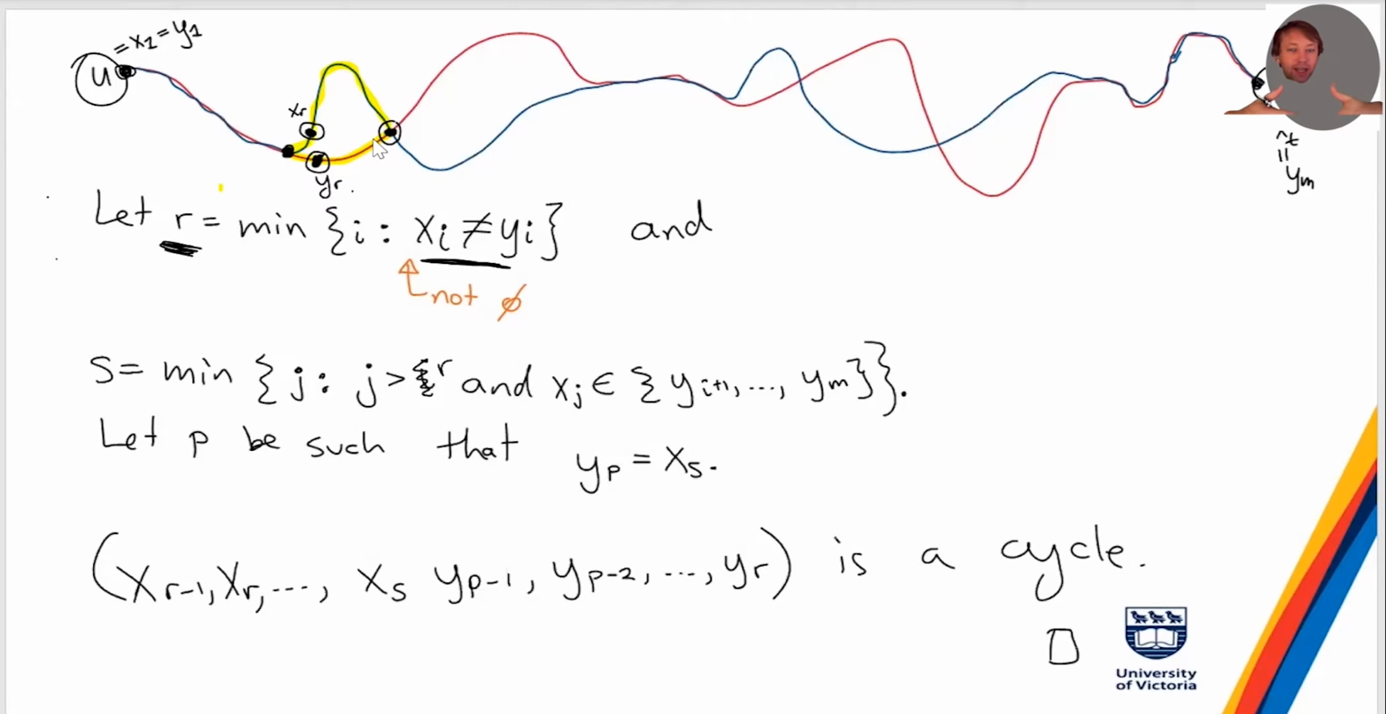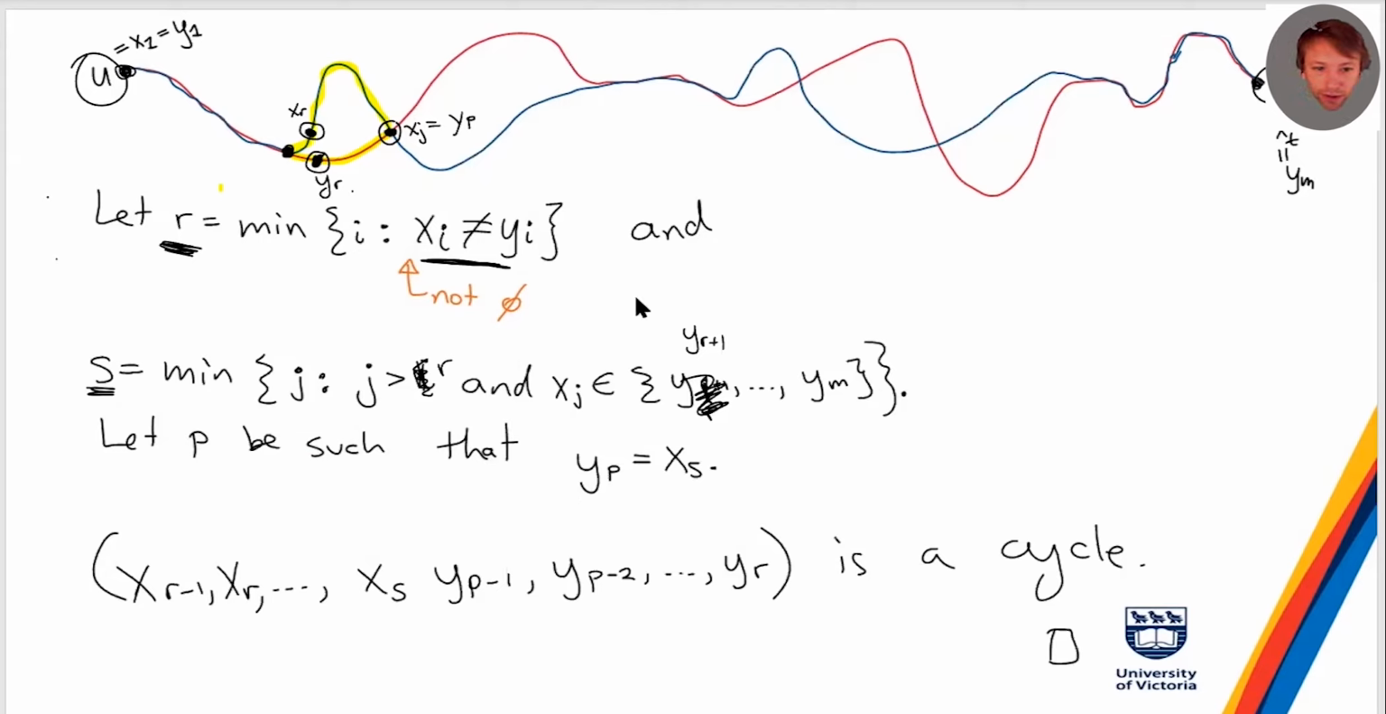Yeah, now we want to look at where they come together after that point. So this should also be an r, sorry. So this should say y_{r+1}. But basically, I want to look after the rth step, and I want to look at the first point where there's some x_j, so let's say that's x_j, which is on the y path. So let's say that x_j is equal to y_p for some p. So basically here we're letting s be the smallest index j such that j is bigger than r. So that just means that we're looking after the point where they split, and x_j is on the other path.